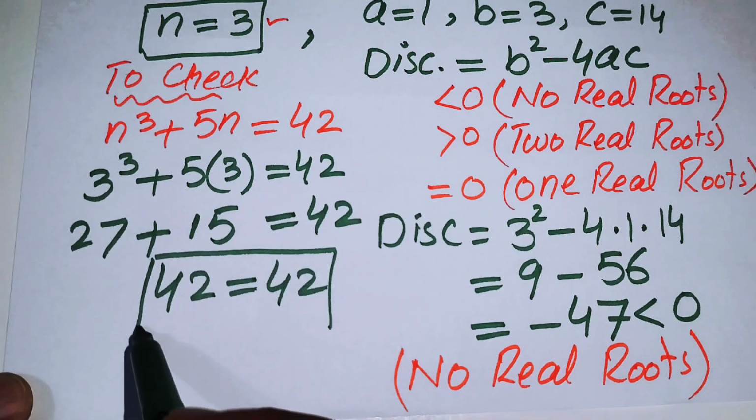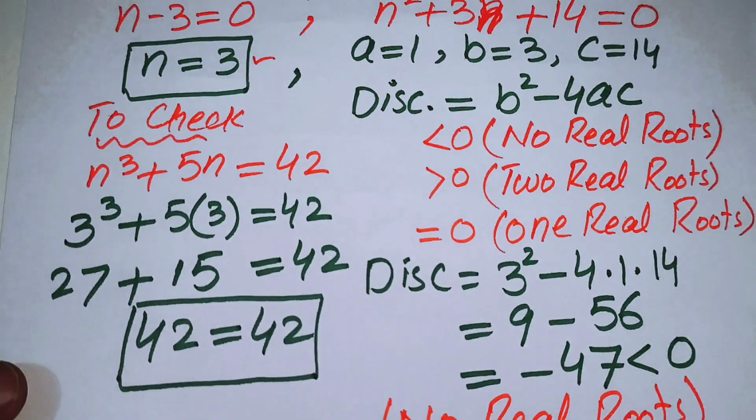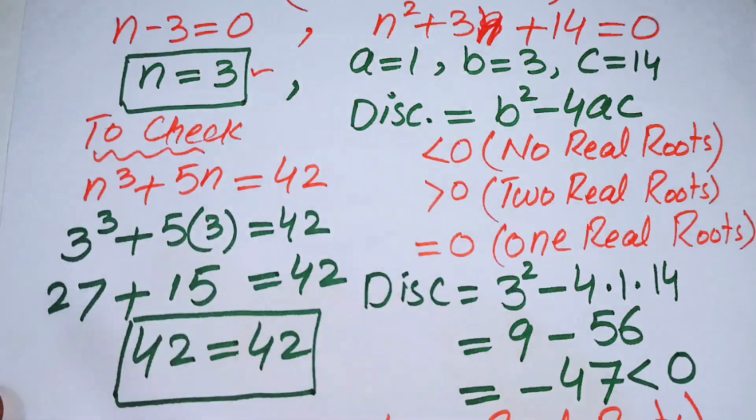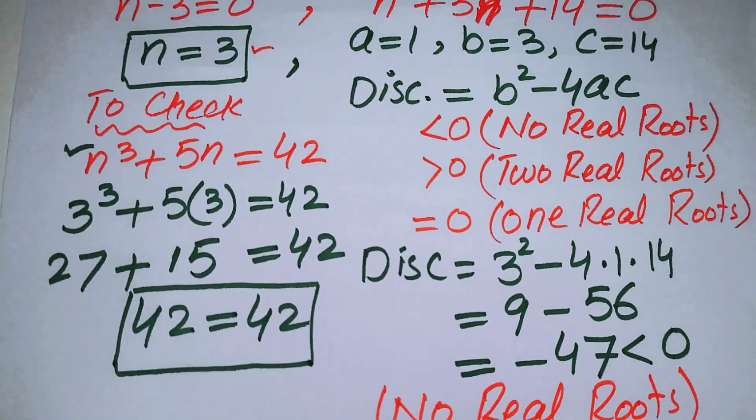So this shows that the left hand side is equal to the right hand side, and this means that n is equal to 3 satisfies the given question. So finally we say that n is equal to 3 is the only real solution of this problem.